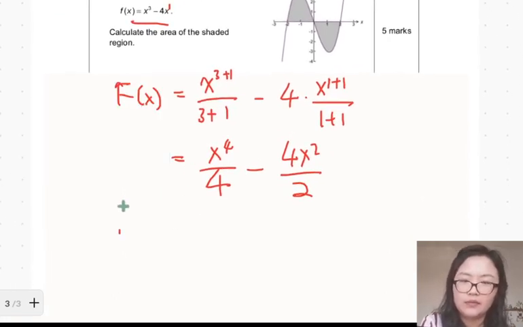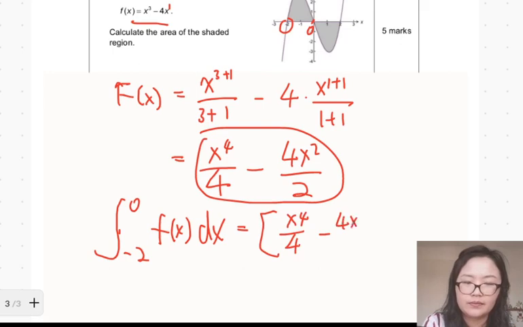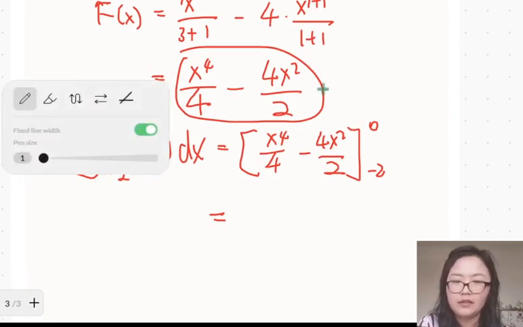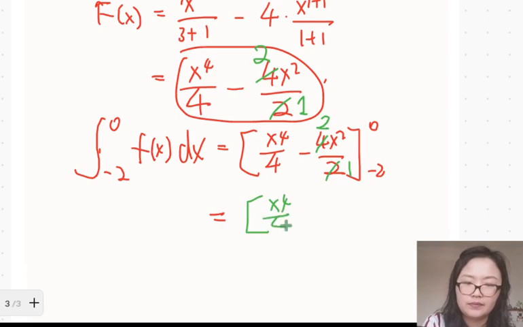Okay, so then we're gonna look at the boundaries. So your first boundary is minus 2 to 0, because here is minus 2, here is 0. So the integral of f(x) dx. So next step, we can directly use this. So we can simplify it here. 4 over 2 is just 2 over 1. Right, so here is just 2 over 1. Minus 2 to 0.